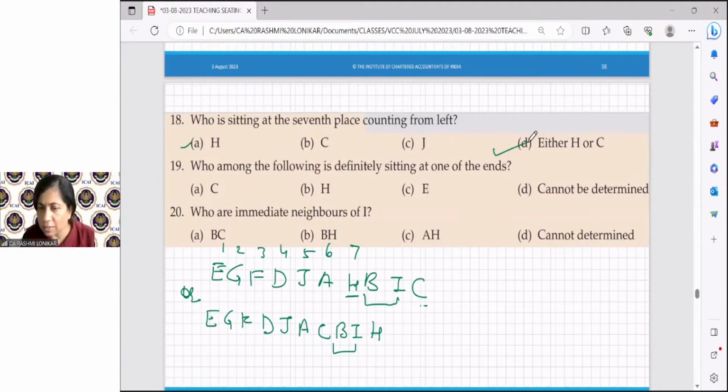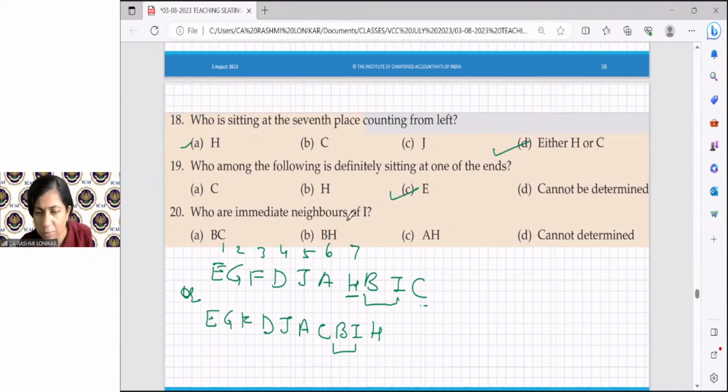Who among the following is definitely sitting at one of the ends? E is definitely sitting. In both these options, E is sitting definitely. 19th answer is what? 19th, C is the answer. See? So even if you've just developed one, when you see H or C, you can quickly make those changes.